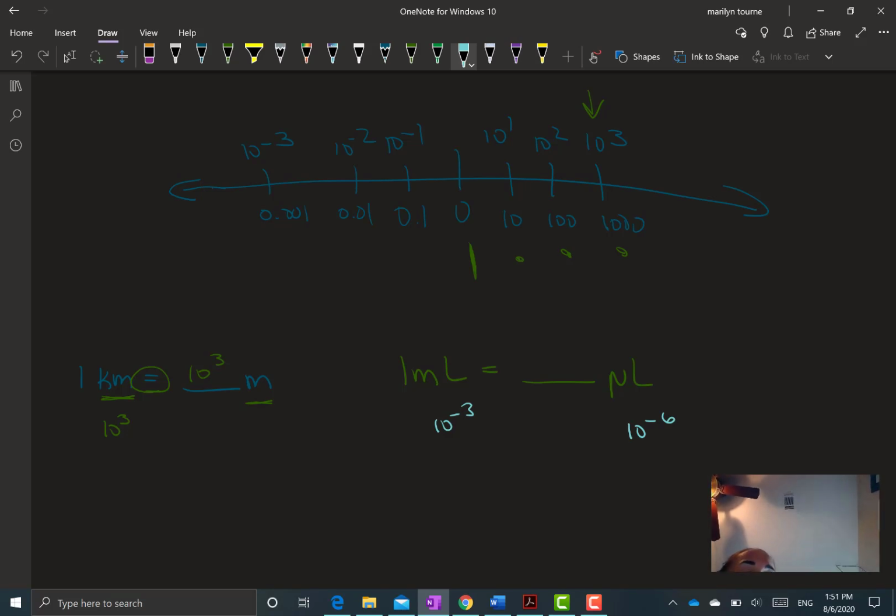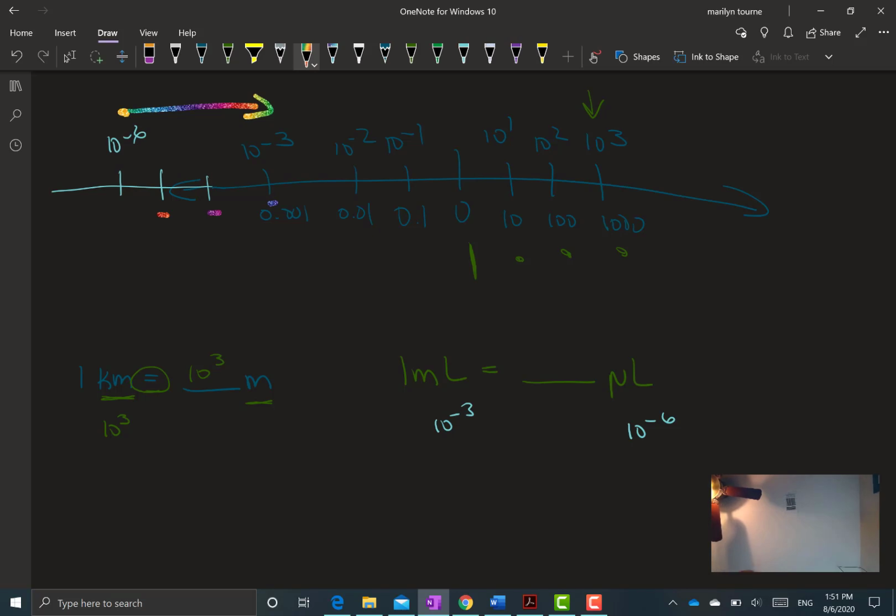So we're assuming that 10 to the negative 6 is on this number line. If you keep going, it would be 10 to the negative 4, 10 to the negative 5, 10 to the negative 6. That would be 10 to the negative 6 here. So again, the question is, what is the relationship? How many steps do I have to go from 10 to the negative 6 to 10 to the negative 3? That is 1, 2, 3 spots. So the relationship between a microliter and a milliliter is 10 to the third, 1,000.